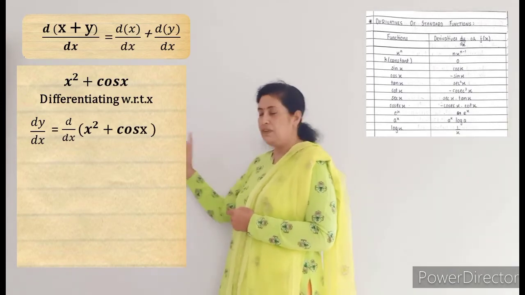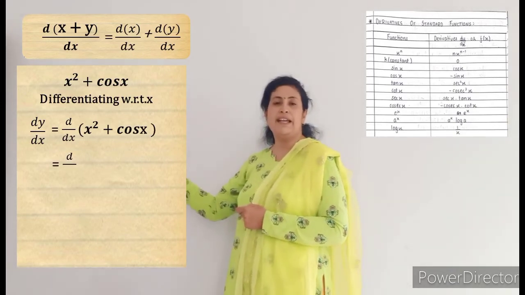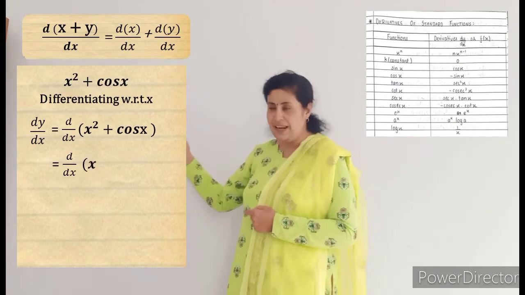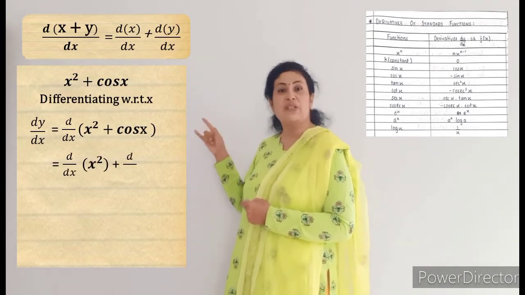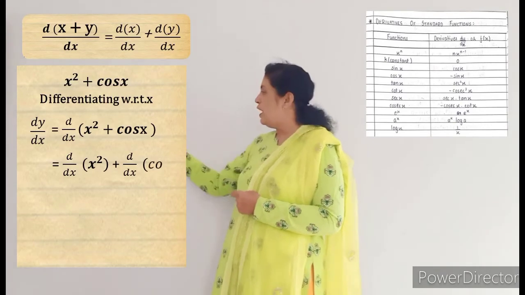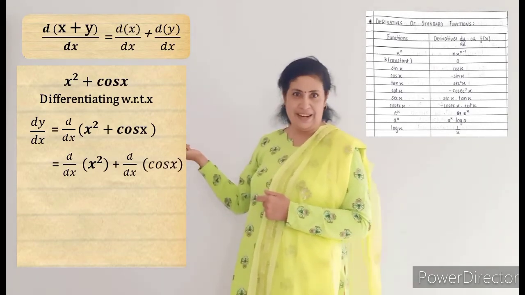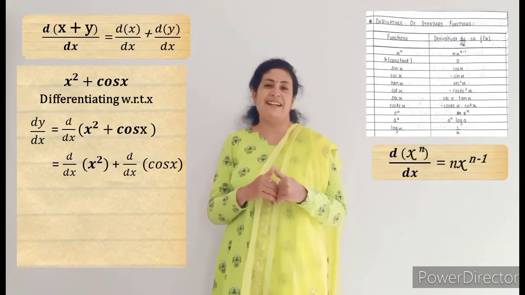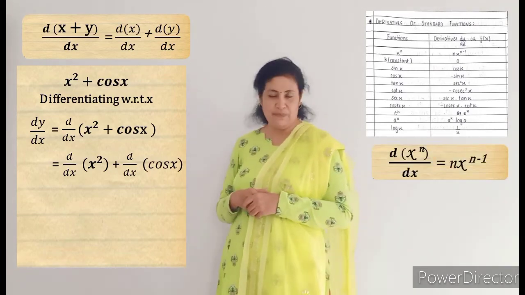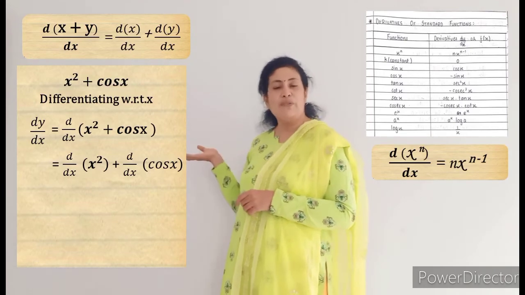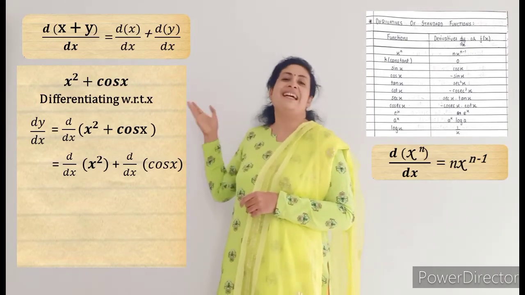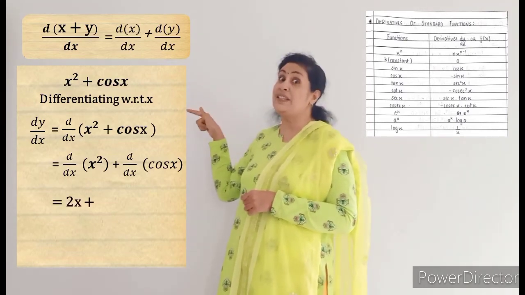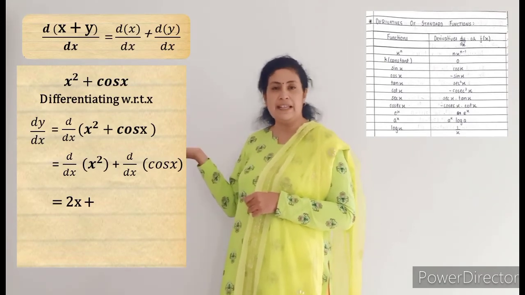Then first differentiate: d by dx of x square plus d by dx of cos x. Now you know, if it is x raised to n, what do you do? You take n down and you subtract 1 from the index. So what you will get here is 2x raised to 2 minus 1, that is 1. So I can directly write 2x.